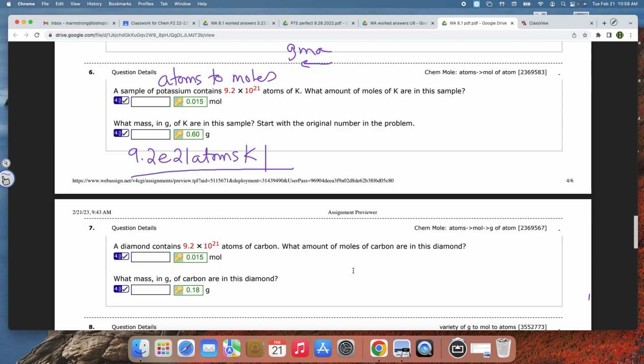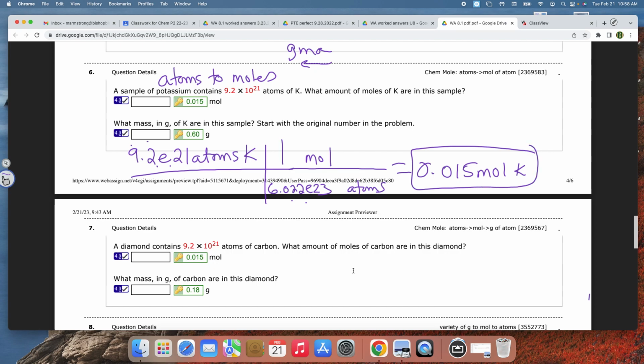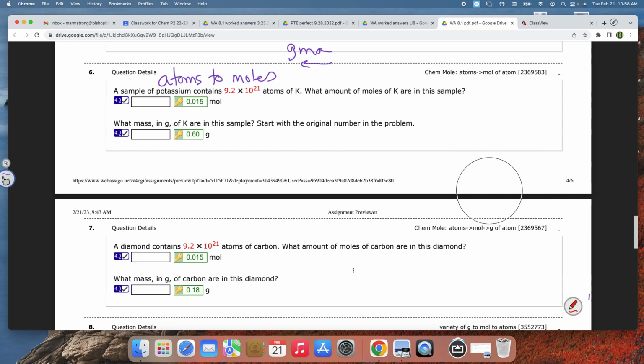It'll be 1 step. So I'll write my little tracks and definitely have mole here, and mole is 1. And on the bottom is atoms. And mole and atoms for individual elements is Avogadro's number, 6.022 E23. This number's on top, that number's on the bottom. I will divide them. And I have 2 sig figs, so I will end with 2 sig figs, 0.015 moles of potassium.